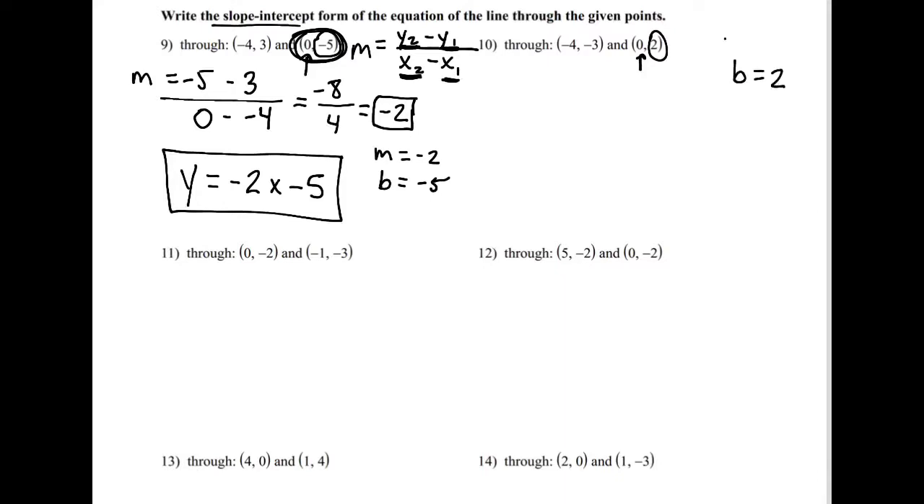So really, we only need our m. So really, we just need to use our slope formula here. So remember to do that. You can use our slope formula. m equals y2 minus y1 over x2 minus x1.